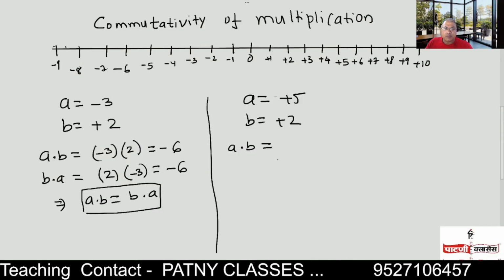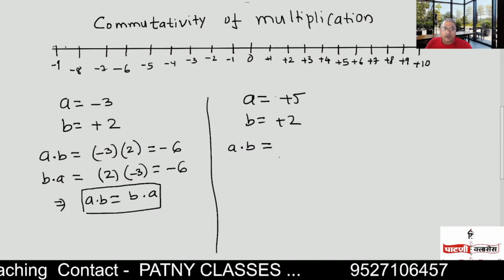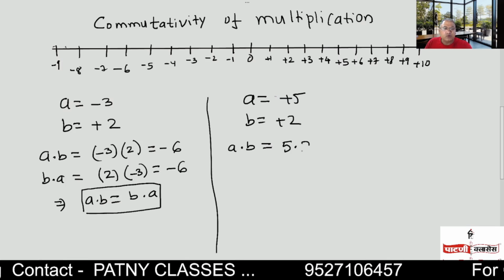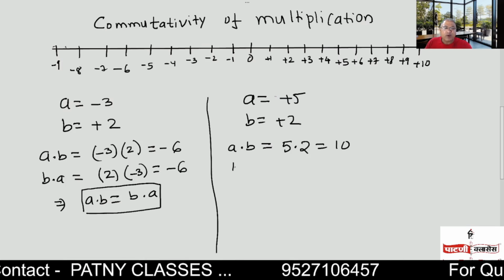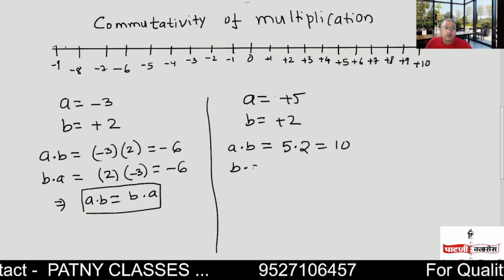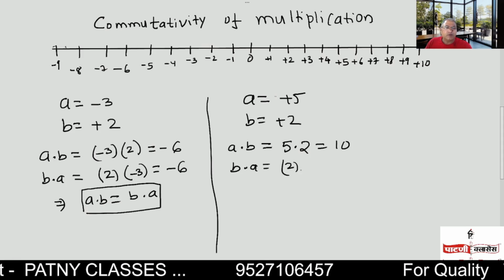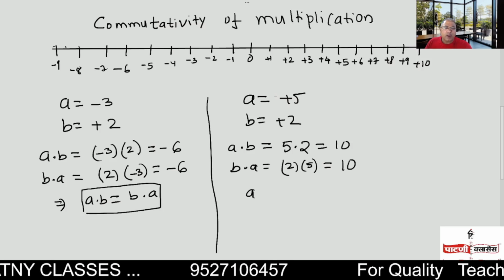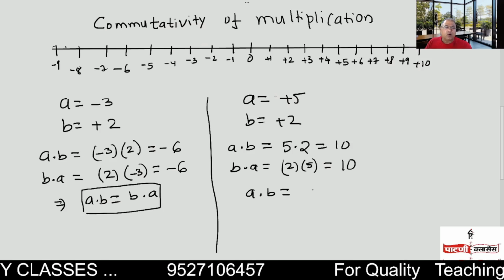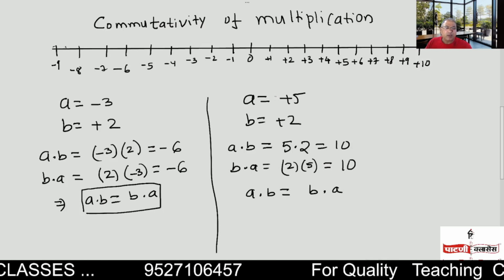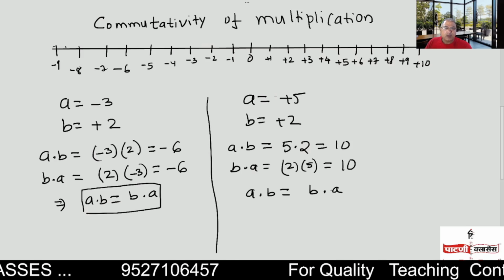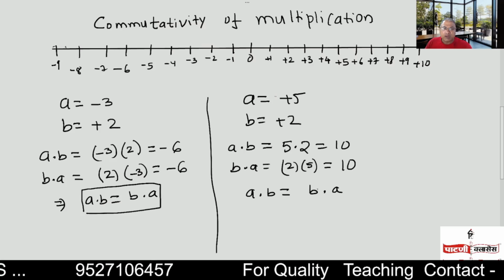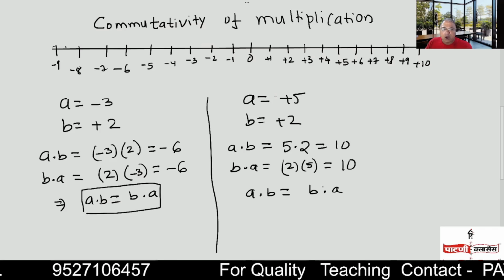Suppose I select another pair of numbers like A equals plus 5, B equals plus 2, and find A dot B, that is 5 into 2 equals 10. Now I find B dot A, that is B multiplied by 5, again 10. I find that the multiplication of A dot B and of B dot A are both the same, hence commutativity of multiplication is true. We have proved commutativity of multiplication stands true for all real numbers.